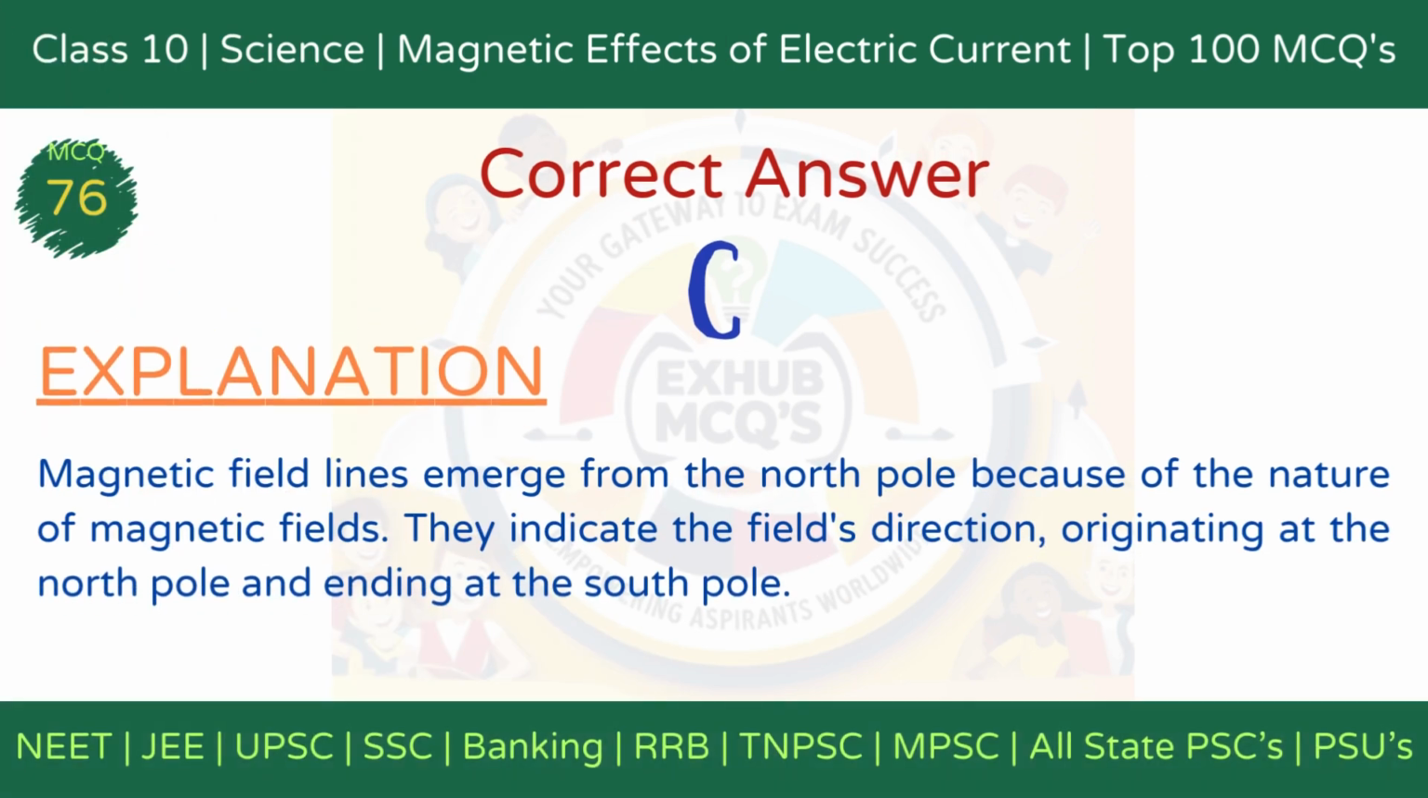The correct answer is option C, due to the nature of the magnetic field. Explanation. Magnetic field lines emerge from the North Pole because of the nature of magnetic fields. They indicate the field's direction, originating at the North Pole and ending at the South Pole.